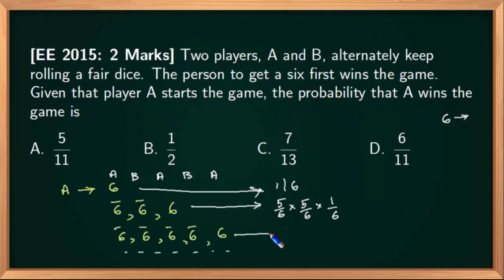Again, A can win in such a manner that A gets a number other than 6, B gets a number other than 6, A again gets a number other than 6, followed by B gets a number other than 6, and finally A gets 6. So this is nothing but 5 by 6 into 5 by 6 into 5 by 6 into 5 by 6, right? 5 by 6 raised to 4 into 1 by 6. Here in one step A wins, here in 3 steps A wins, then here in 5 steps, in 7, like that it will be continuing.